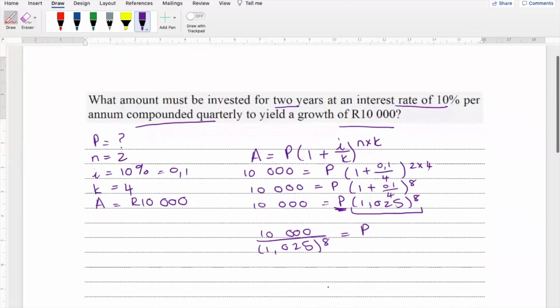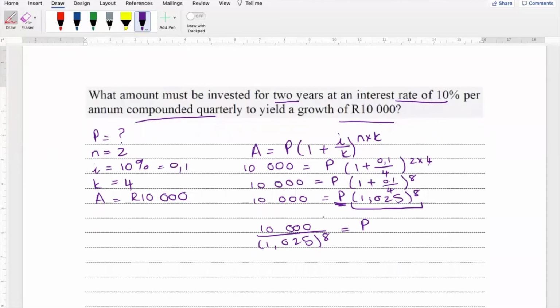Now, what I can do is just plug that straight into my calculator, and I will get 8207.46570, blah, blah, blah. But because we're dealing with rands, we know we need to round off to 2 decimal places. So it's going to be 8,207 rand and 47 cents.